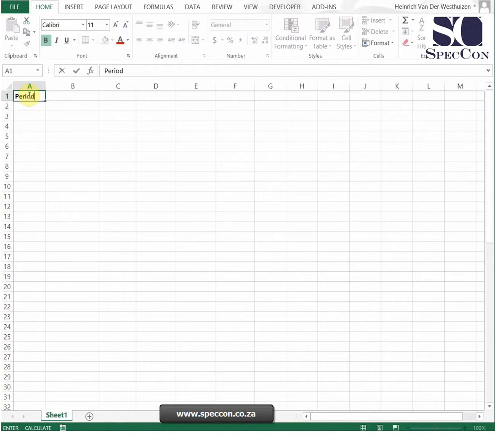So our periods is that, then our capital amount. Again, we need our payments, we need our interest, we need additional payments, and then we need our capital portion.